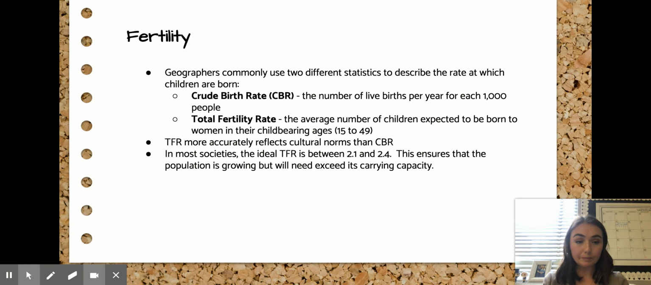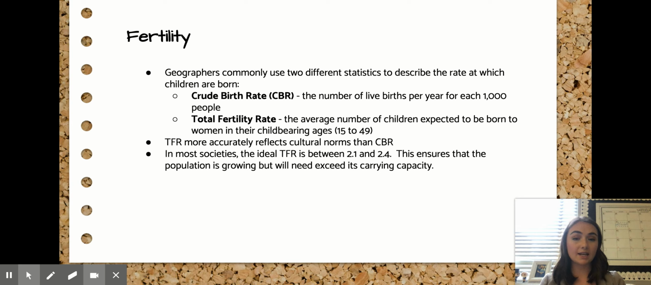So the crude birth rate is like what's happening now. The total fertility rate is like a prediction. So if women keep having children at this rate, this is what our population can look like. Total fertility rate more accurately reflects cultural norms than crude birth rate, so you can tell more about what society values and what their culture is like if you study total fertility rate rather than just the crude birth rate.